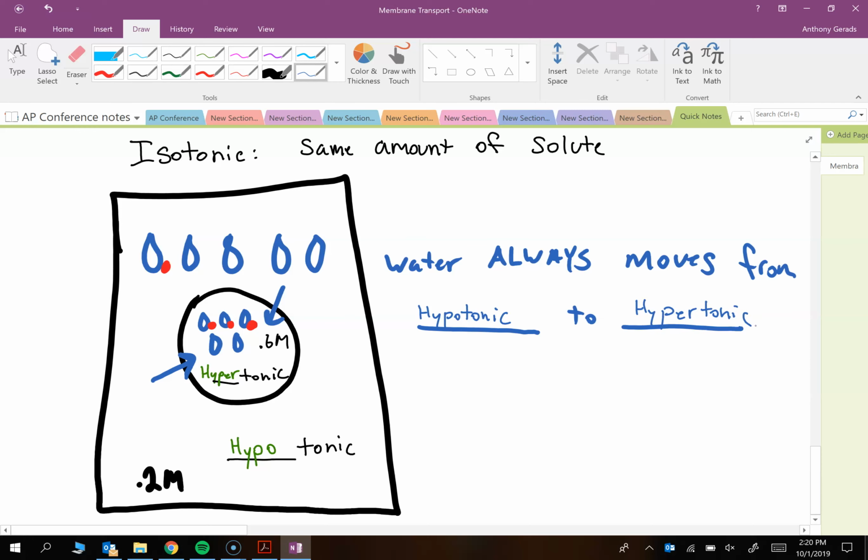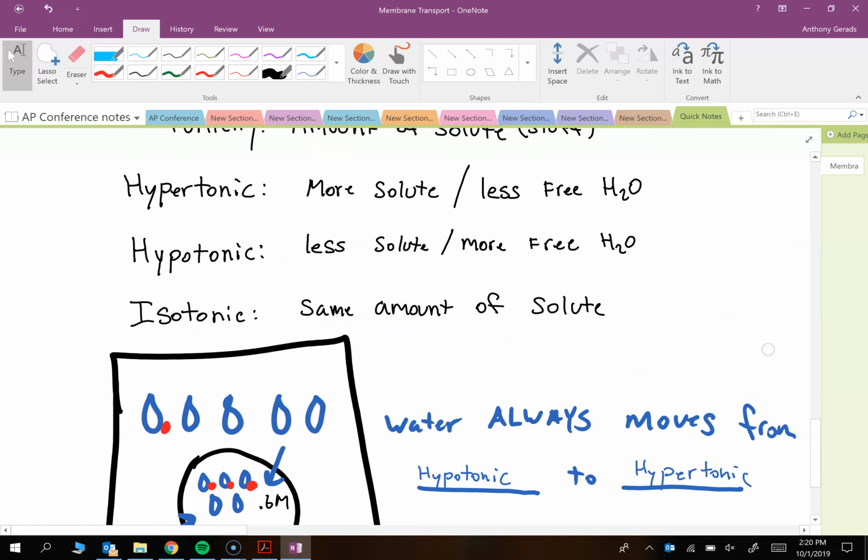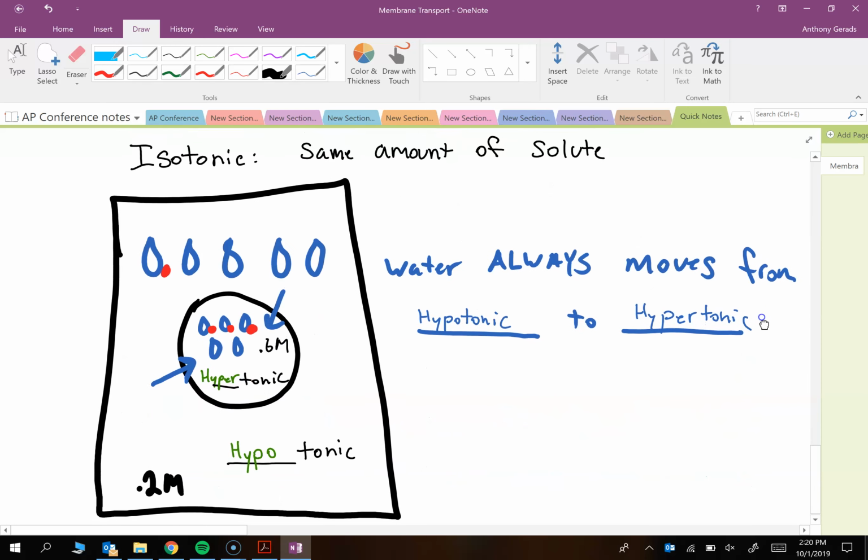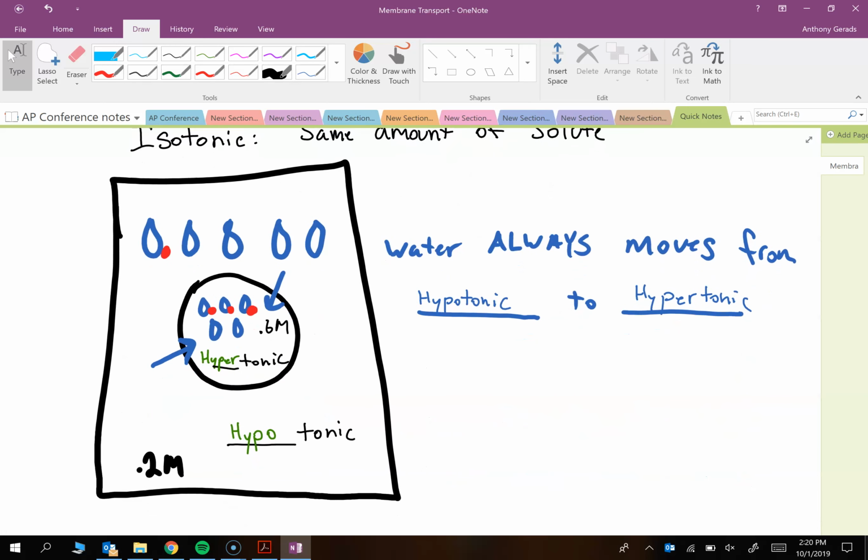And the reason why is because if it's hypotonic, it's got less solute. If it's got less solute, do you remember what we said about the water? Less solute, more free water. So it goes from hypotonic, which means less solute, more free water, to hypertonic, which means more solute, less free water. Okay? So that means it's going to be moving from high free water to low free water, and that's what osmosis does. Got it? Get it?